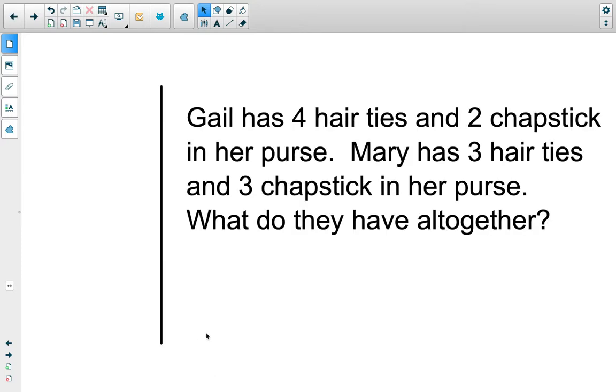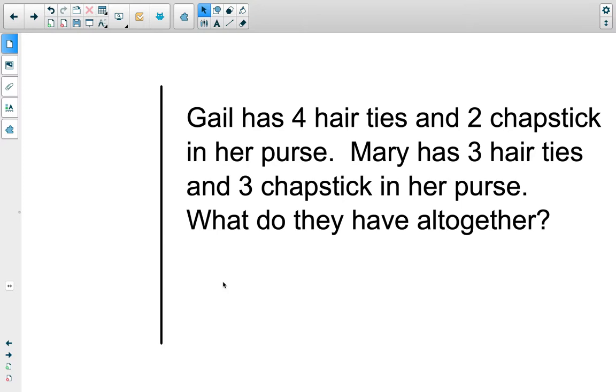Before we can start, sorry, I had a little situation here I forgot to talk about. Let's say we had Gail. She has 4 hair ties and 2 chapstick in her purse. Mary has 3 hair ties and 3 chapstick in her purse. What do they have all together?